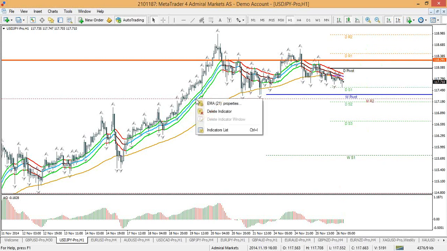These bands are 21. So I'm using nowadays more 21, but 34 are just as good, in my opinion.